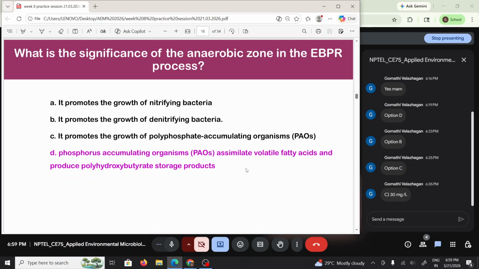So the organism tries to convert these VFAs into polyhydroxybutyrate compounds. For this they use the polyphosphate. So in the anaerobic zone, volatile fatty acids are stored in the form of polyhydroxybutyrate. That metabolism happens in the anaerobic zone in an enhanced biological phosphorus removal system.